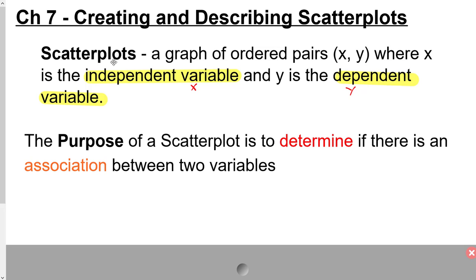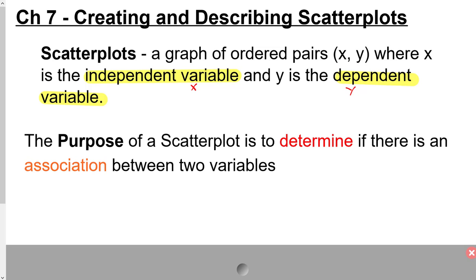Okay, let's look at scatterplots. Scatterplots are a graph of ordered pairs, the x and the y, where the x is the independent variable and the y is the dependent variable. We also call x the explanatory variable or the predictor variable, and we call y the response variable. The purpose of a scatterplot is to determine if there is an association between two variables.